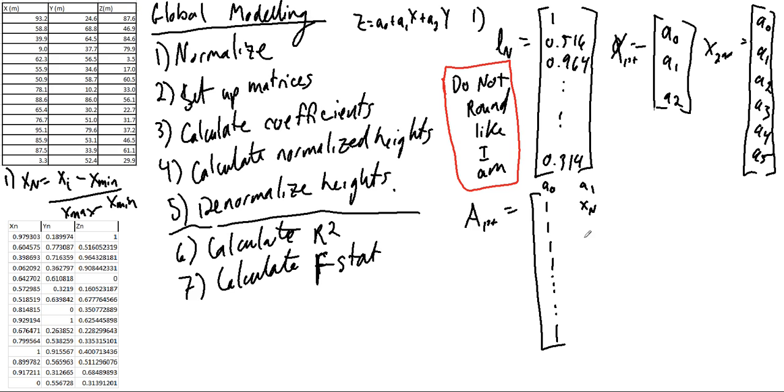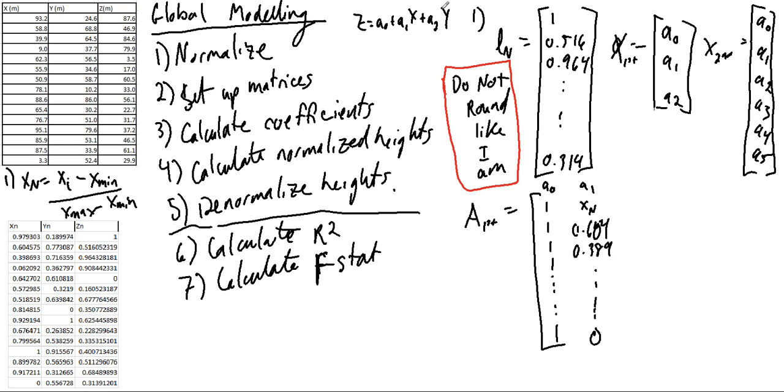So if that's X1, then my next one is 0.04. Then my next one is 0.389, ... all the way down to the 0 value, which is on the bottom here, right? So that's what I'm doing.